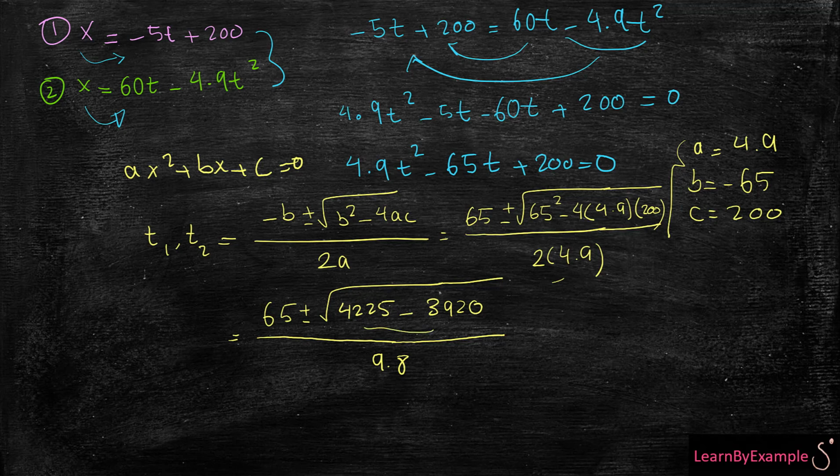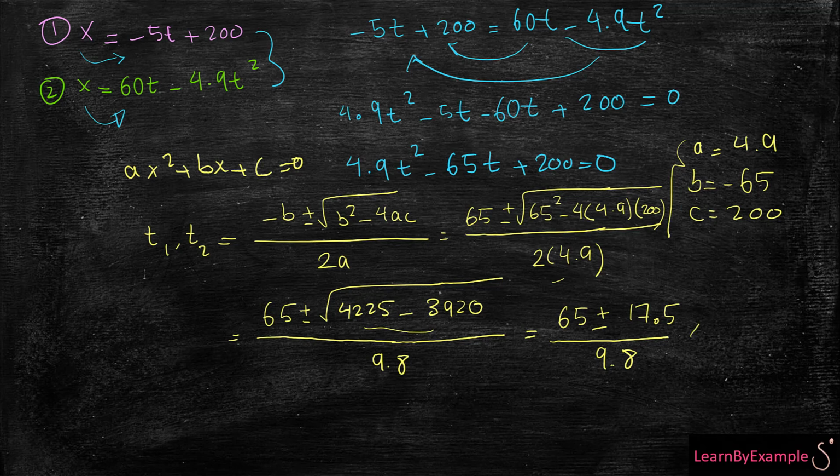So I'm going to do that. So I have 4225 minus 3920. It's 305. If you take the square root of 305, you're going to end up with 17.46. So I'm going to round that up to 17.5 divided by 9.8. All right, so now I have two options for my t.